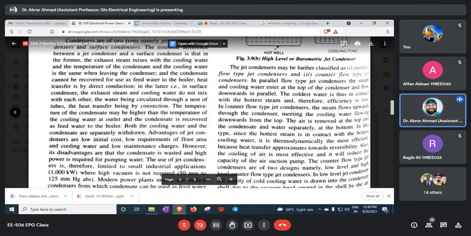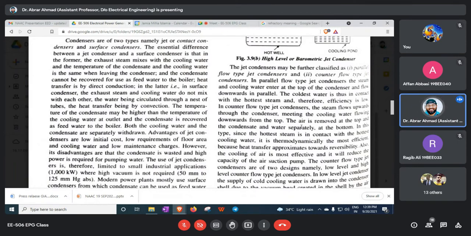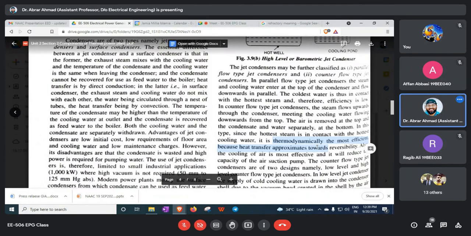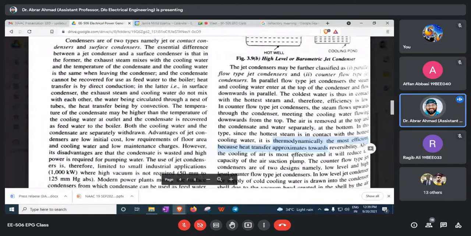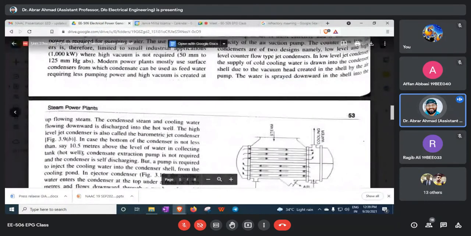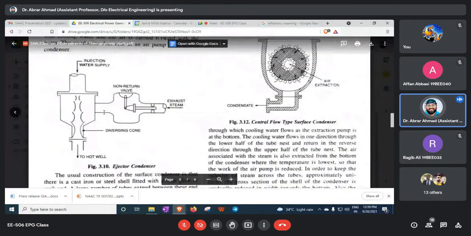OK. In the counter flow type jet condenser, the steam flows upward through the condenser, meeting the cooling water flowing downward from the top. The air is removed from the top and the condensate and water separately at the bottom. In this type, since the hottest steam is in contact with the hottest cooling water, this is thermodynamically most efficient because of heat transfer approaching reversibility. So these are some concepts related to that.